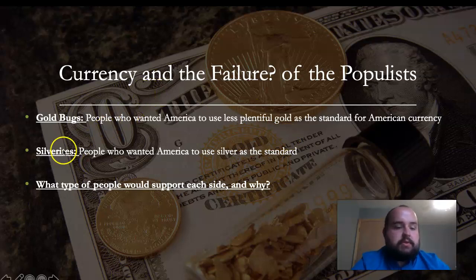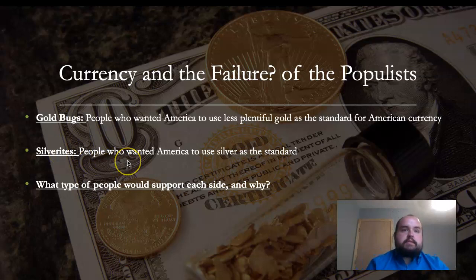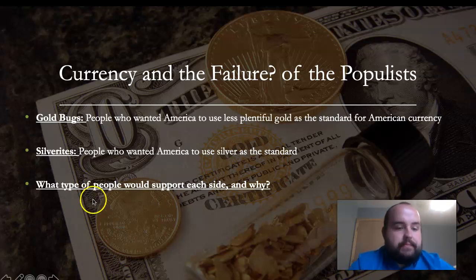The other group were the ones who wanted to use silver, called the Silverites. They, of course, like I said, wanted the silver standard to be used for American currency instead. They argued supposedly that this would get more currency in the hands of small farmers and smaller business owners and stimulate the economy as a result. Now, which type of groups do you think are going to support each side?